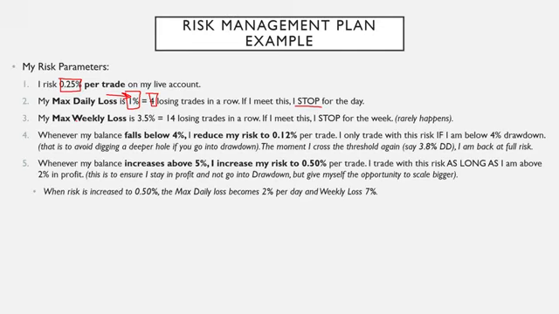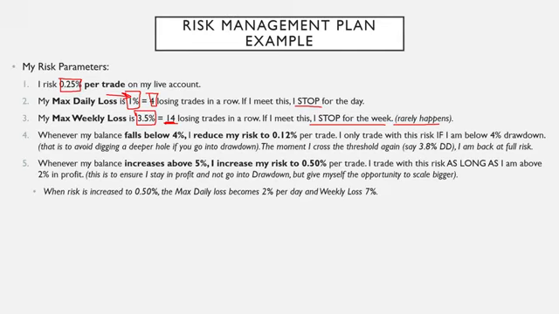My max weekly loss is 3.5%. Okay, so if I lose 3.5%, which never happens usually, then I'm gonna stop trading. What is 3.5%? This is 14 losing trades in a row. Okay, so if I meet this, then I have to stop trading for the week. But again, this rarely happens. It doesn't really happen. Okay, so again, when are you gonna stop trading for the week? What kind of loss limit are you gonna put on yourself?